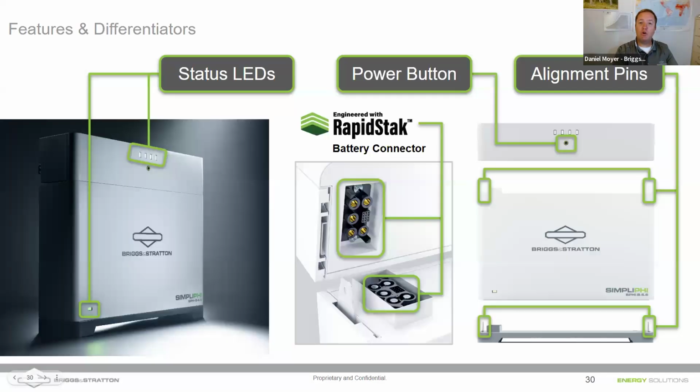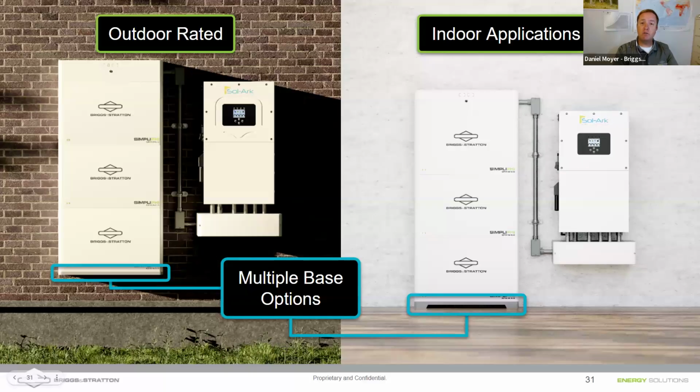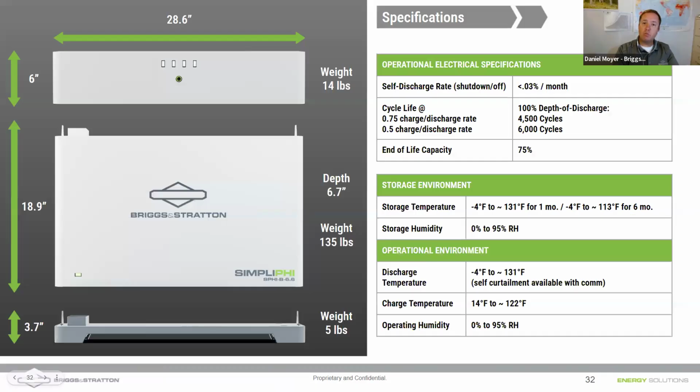Additionally, we're really proud of how quickly it stacks together, so that you as the installer can get this installed, get it commissioned, and then get back to the next job, saving a lot of money on labor. It is outdoor or indoor rated, and we can do either wall mount or floor mount as well. One thing I want to call out again is our warranty. It's a 10-year warranty with unlimited cycles at 100% depth of discharge with no throughput clause. At the end of that 10 years, 75% retained energy capacity.